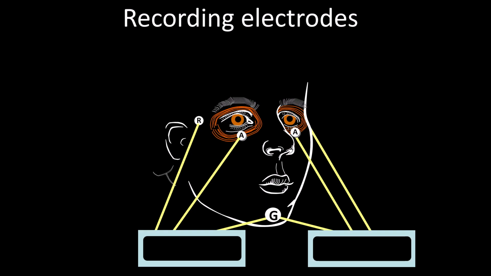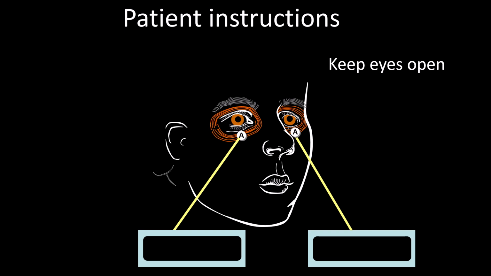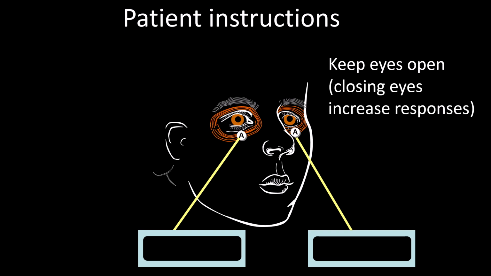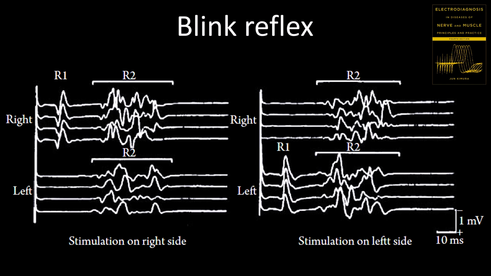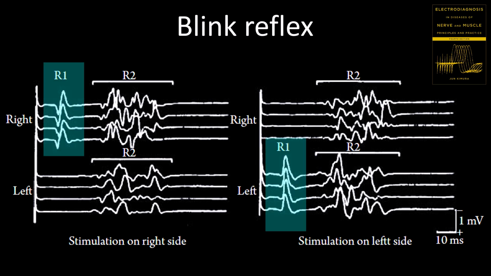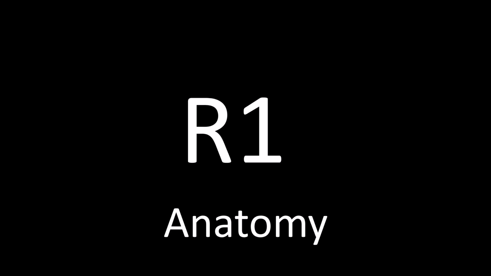For the sake of clarity, I will only leave the searching electrodes. We usually instruct the patient to keep the eyes open, but closing the eyes will at times increase the amplitude of the responses. It is wise to let the patient know that they will feel a little pinch with the shocks. I will now bring back the normal study I showed you at the beginning of this talk to highlight R1 and indicate that for the next few minutes we're going to be talking about R1 related anatomy.